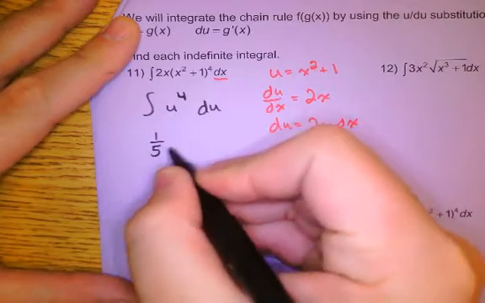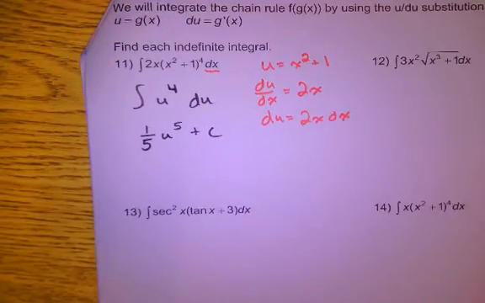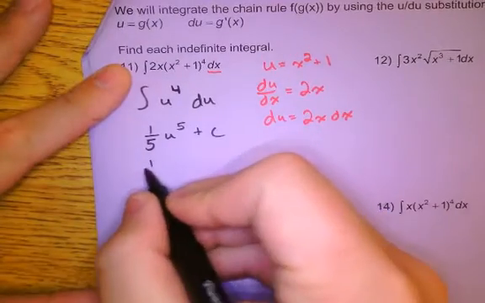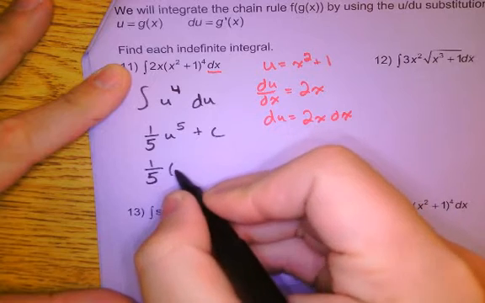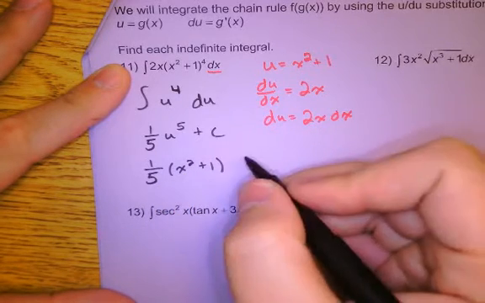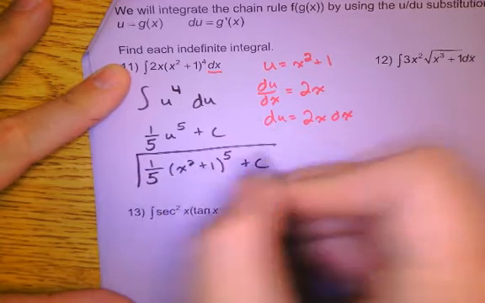1/5 u to the 5th plus c. But wait, my question isn't asking for u, so I can't have u as my answer. So how can I write this final answer now? You just substitute it back in. So it's going to be 1/5 x squared plus 1 to the 5th plus c.